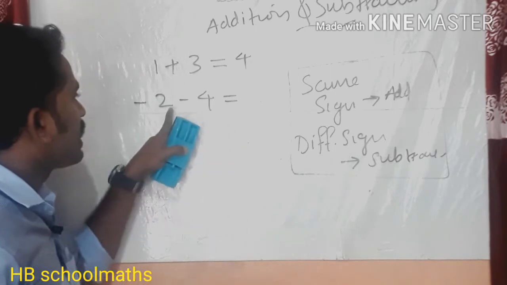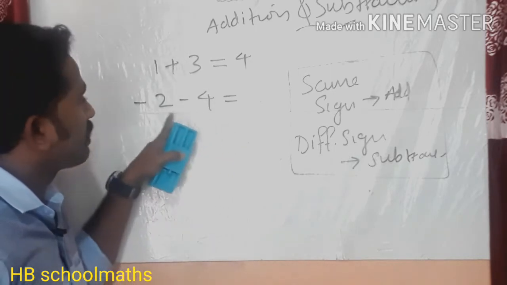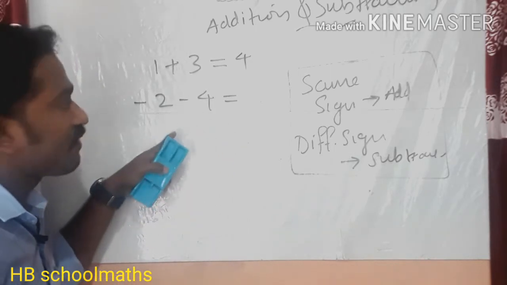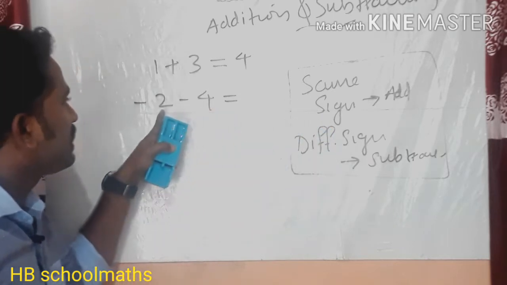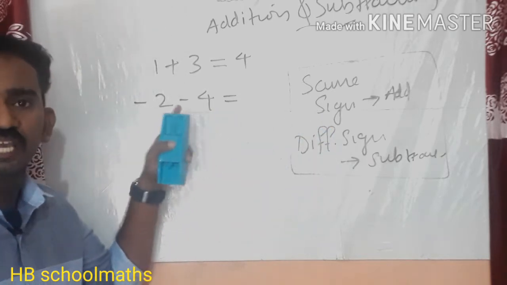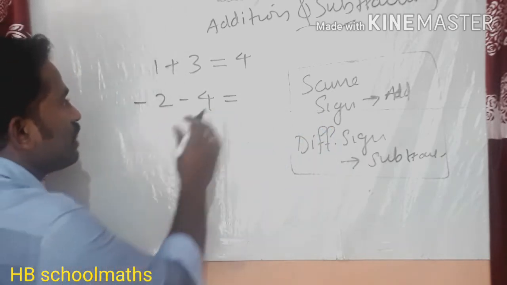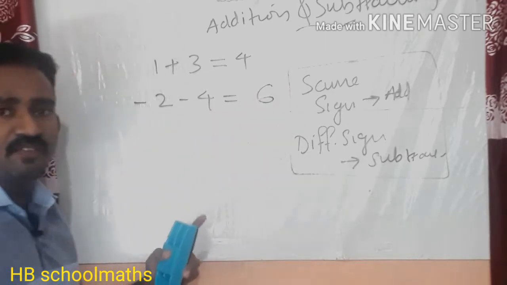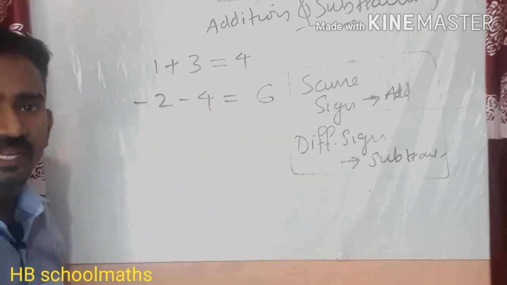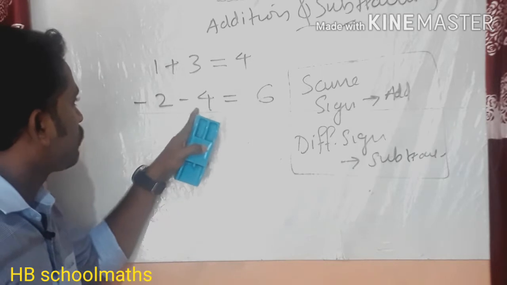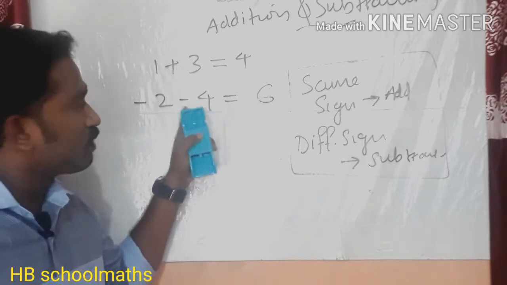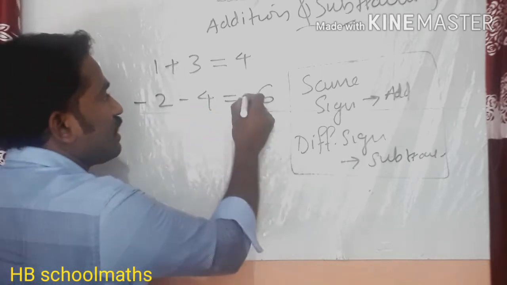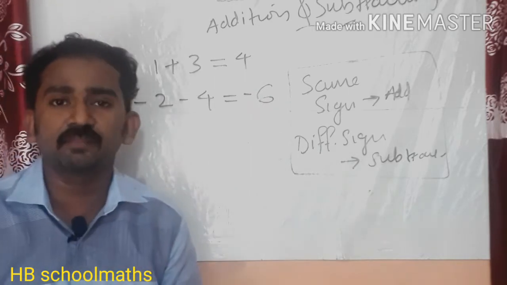So the absolute values are 4 and 2. Add them. Why adding? Because same sign we have seen here: 2 is negative, 4 is negative, so same sign we have to add them. 4 plus 2, the answer is 6, but we added negative integers here. Since both are negative, the final answer is minus 6.